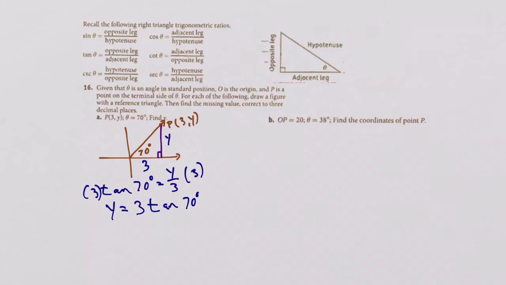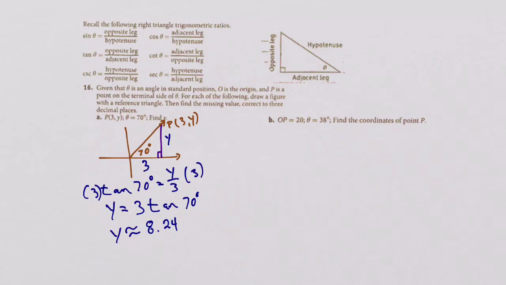70 degrees is not on your unit circle. When you put it in your calculator, you need to check your mode. You need to make sure you're in degree mode because it is 70 degrees. They give you the degree symbol. Without the degree symbol, it would be 70 radians. When you put this in the calculator, you're going to get that y is approximately 8.24. Now, there are no units on this because they did not designate units for us at the very beginning. So it's 8.24 units. We don't know what those units are.